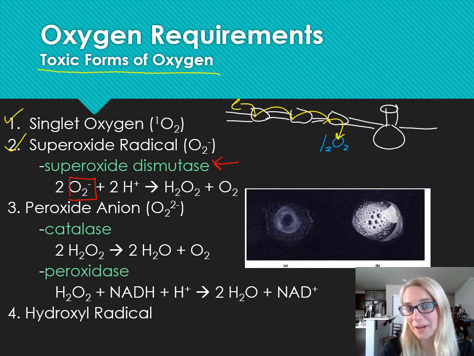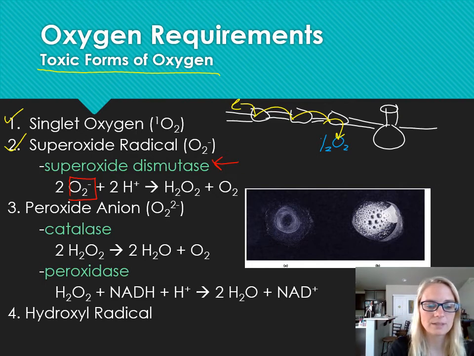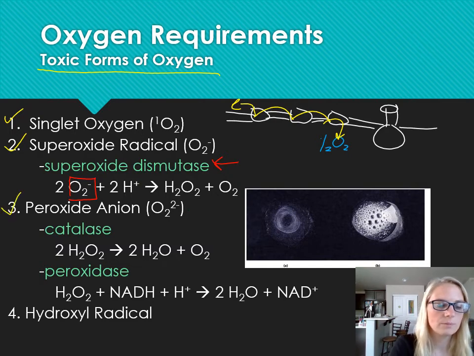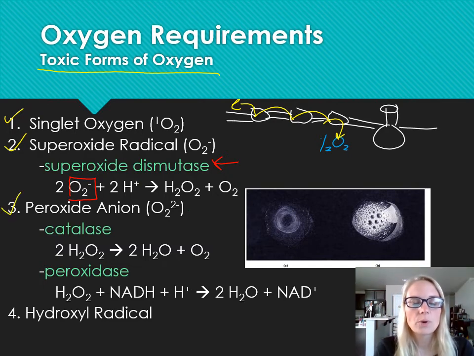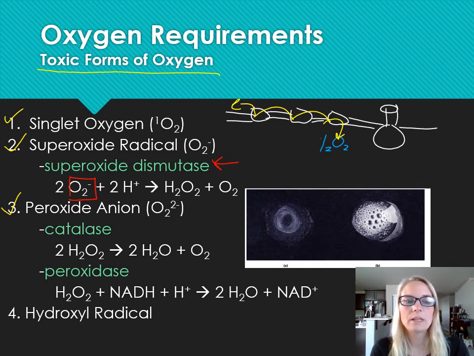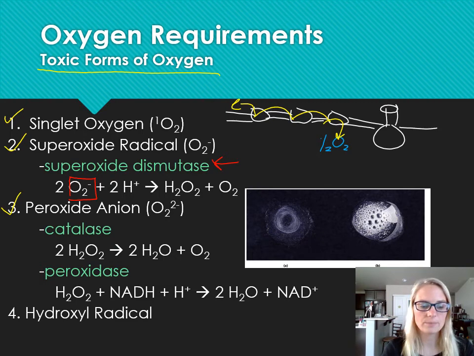However, in that reaction of superoxide dismutase, sometimes those hydrogen peroxides become what's called the peroxide anion. That's this next one. The peroxide anion is a byproduct of an incorrect superoxide dismutase reaction. So now we have this peroxide anion, and we have two enzymes that can neutralize it. The first one is called catalase, and the second one is called peroxidase.